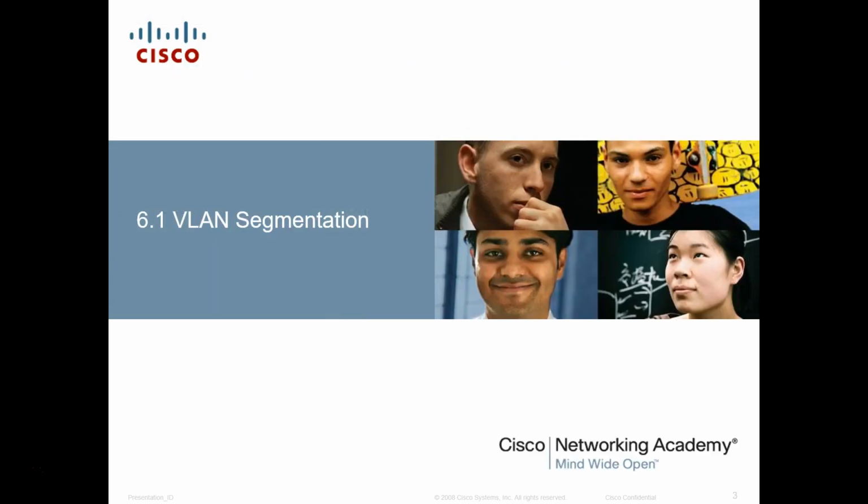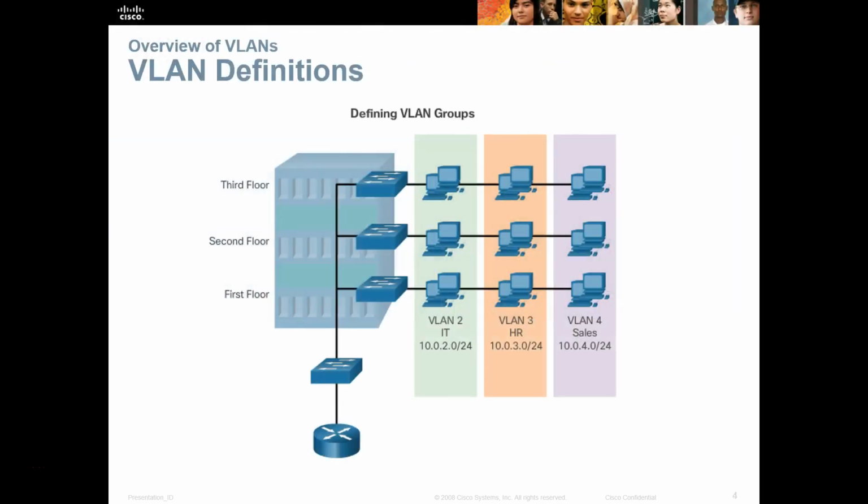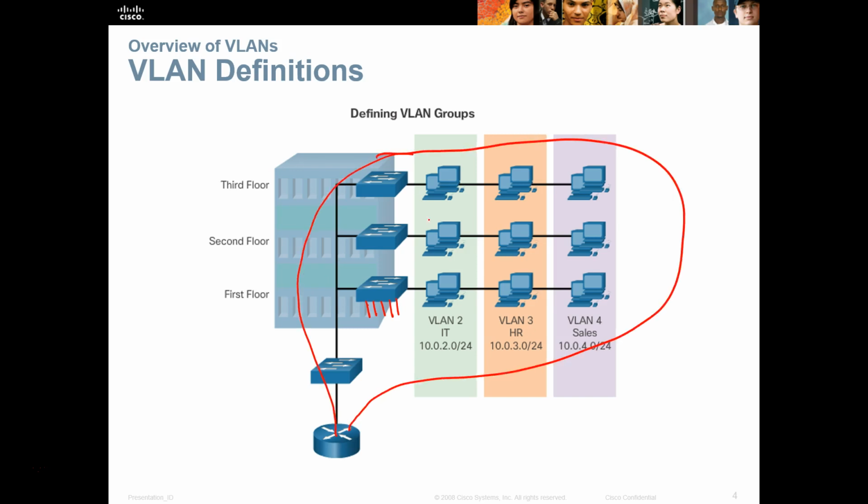So VLAN segmentation. A VLAN allows you to have virtual local area networks on a switch. Normally, each port on the switch, when we plug these in, you would be in one broadcast domain, so all of these ports would be in the same one large broadcast domain because they're all plugged into the same router port. Right? So this would be one subnet. That's the traditional method. Right?